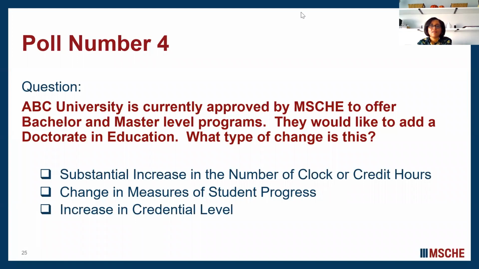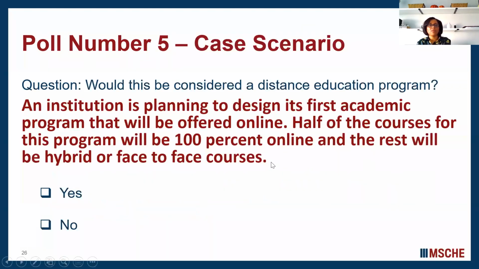And we have another poll. We're calling this a case scenario. And the question is, would this be considered a distance education program? An institution is planning to design its first academic program that will be offered online. Half of the courses for the program will be 100% online, and the rest will be hybrid or face-to-face courses. And is that, yes, is that a distance education? I'll start the polling.